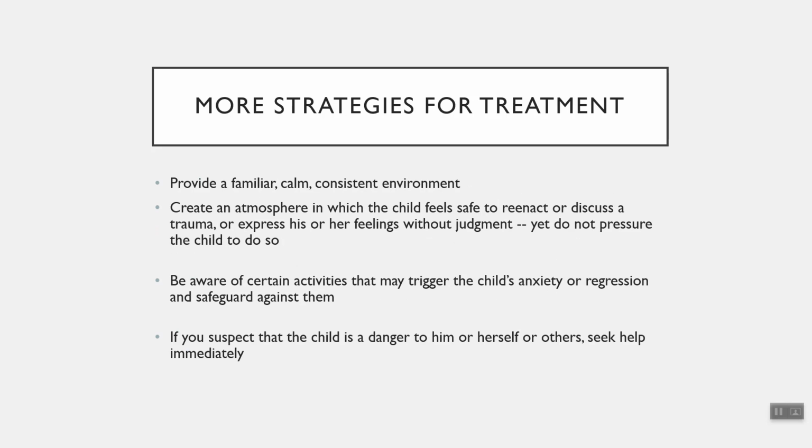So some things that we can help with right there in the education environment: provide a familiar, calm, consistent environment for the student. Create an atmosphere in which the child feels safe to reenact or discuss the trauma, and not to push that, leaving it on their own terms if they do want to communicate that with you. Be aware of certain activities that may trigger the child's anxiety or regression, and safeguard against them.